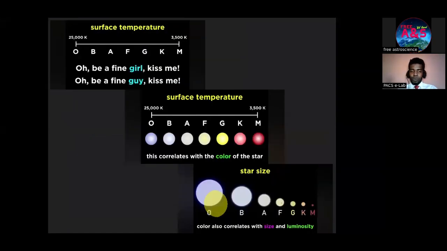With that in mind, everything was classified. The red ones we call M stars, followed by K stars, G stars, F stars, A stars, B stars, O stars. So the temperature increases across the spectrum. You can use this acronym: Oh, Be A Fine Girl, Kiss Me. That's what we use to describe it.